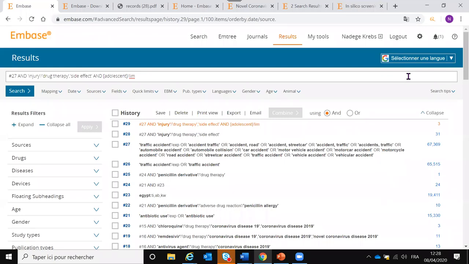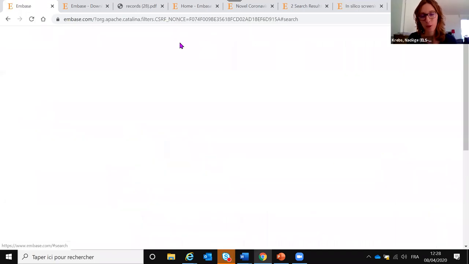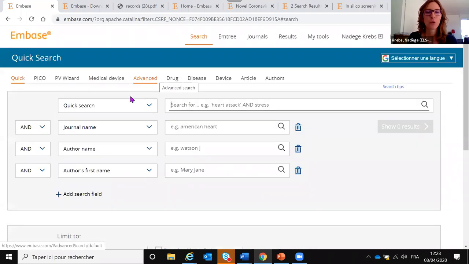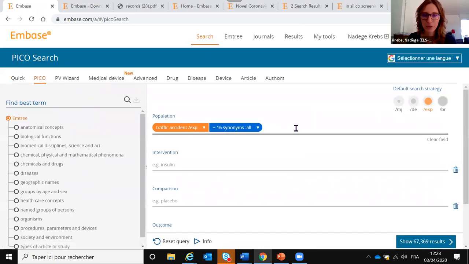So okay, let's say hepatitis B and C. Okay, outcome of treatment of hepatitis B and C in Somalia. So to do that, we could go to search because we want to start searching. We're not going to go to the quick search, but we go directly to PICO so we can add the synonyms.